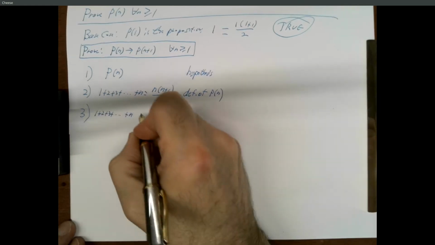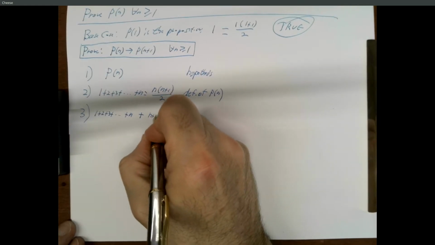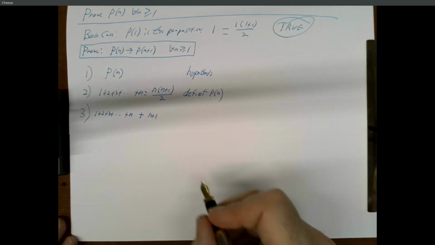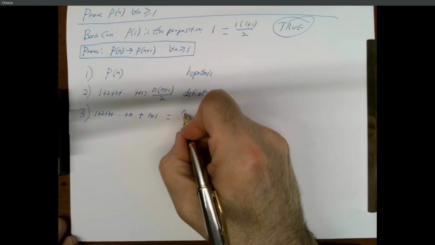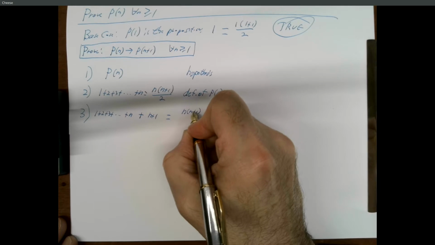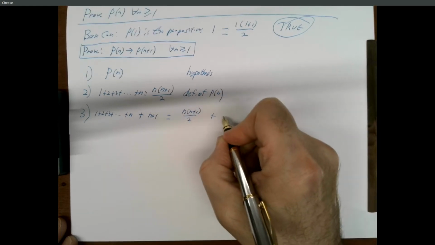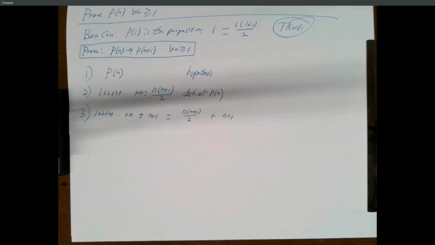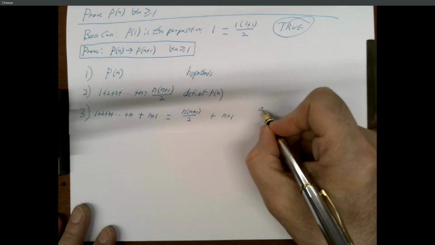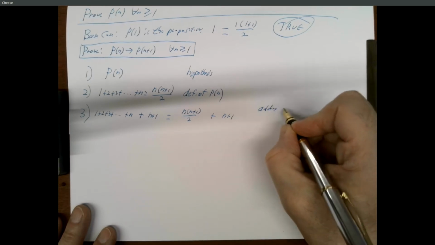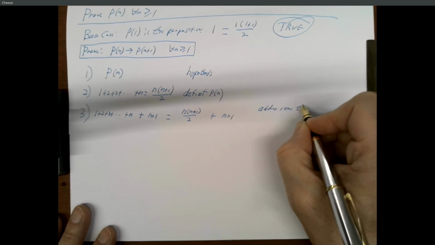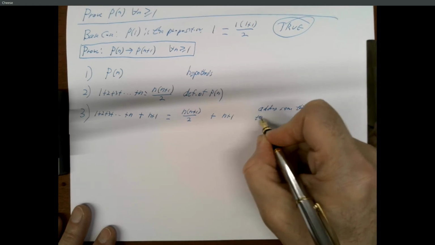plus n plus 1, and that's going to be equal to what the right hand side was, n times (n plus 1) over 2, also plus (n plus 1). And the reason for this, adding same thing to both sides.